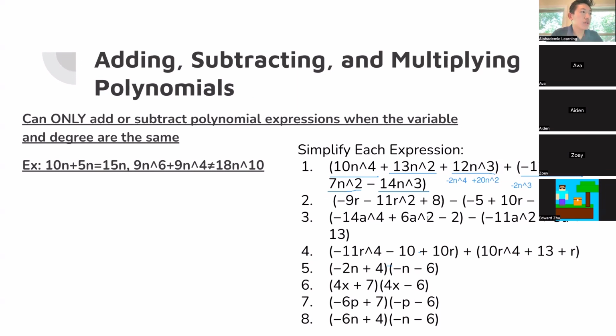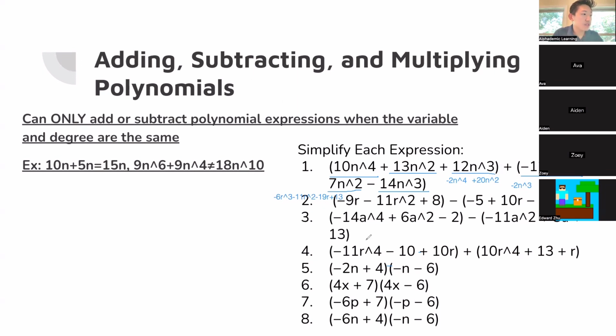So for number 2, you would get, let me just type it over here, 6r cubed minus 11r squared minus 19r plus 13. For number 3, you would get negative 14a to the 4th plus 17a squared minus 15. For number 5, you would get 2n squared plus 8n minus 24.